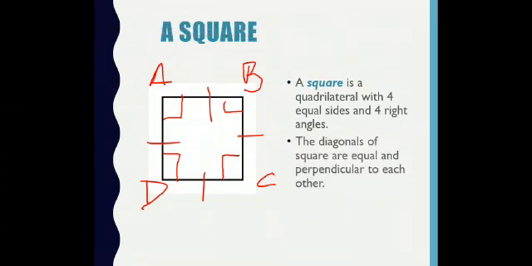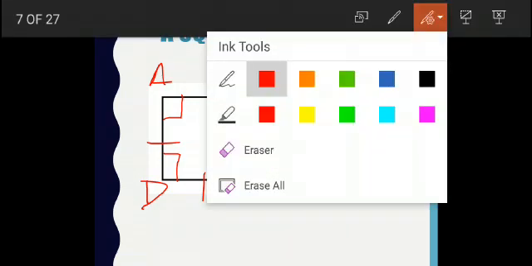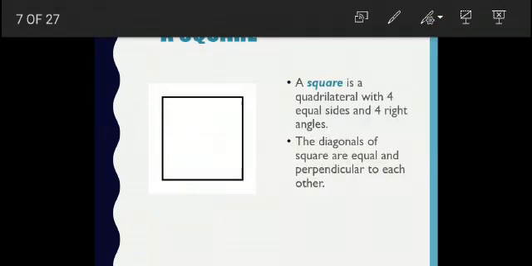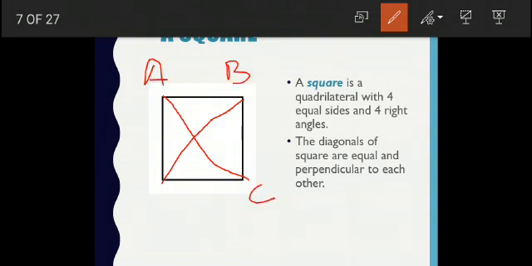Then, children, the other property is that the diagonals of a square are equal and perpendicular to each other. Now let us first of all understand what diagonals are. Diagonals are basically the line segments which join the opposite vertices. Herein these are the opposite vertices and these are the diagonals I have joined. If we name the square ABCD and we join the vertex from A to C and B to D, these are the diagonals.